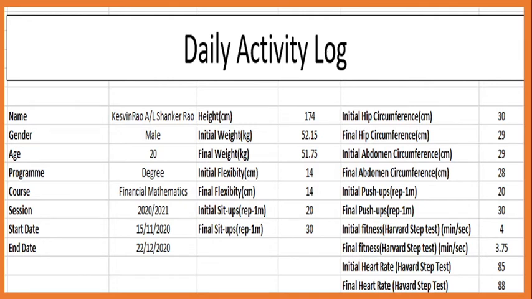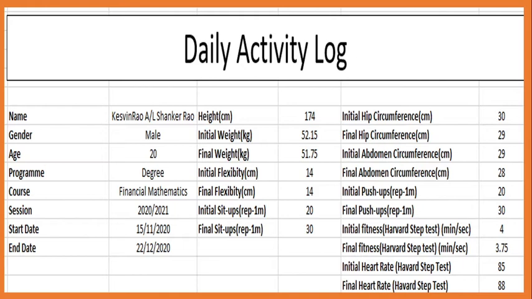I started my exercise on the 15th of November 2020 and ended on the 22nd of December 2020. My height is 174 cm, and when I started this exercise, my initial weight was 52.15 kg, and at the final it was 51.75 kg. My initial flexibility is 14, and the final is also 14.